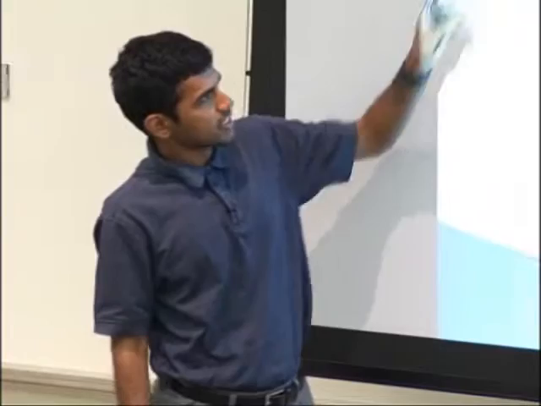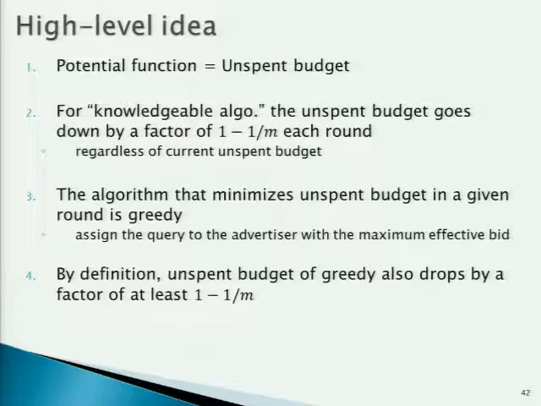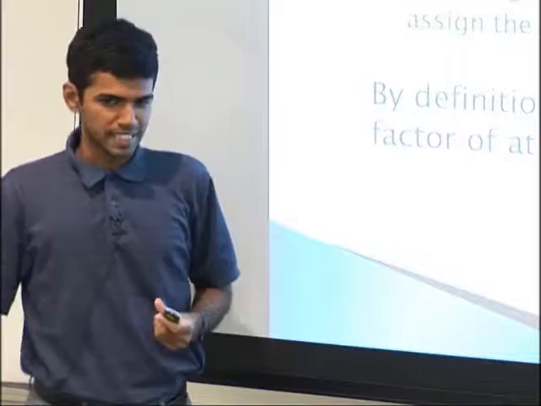And you can prove that this hypothetical knowledge-aware algorithm brings down the unspent budget by a factor of 1 minus 1 by m in every round. Like the previous algorithm, our goal is to choose the algorithm which explicitly minimizes the unspent budget in any given step. That is the greedy algorithm, because the greedy algorithm is going to consume the maximum amount in a particular step. By the previous proof, the greedy algorithm does the same thing: it also brings down the unspent budget by a factor of 1 minus 1 by m every round. And this basically gives a 1 minus 1 by e approximation, since 1 minus 1 by m to the power m is 1 by e.